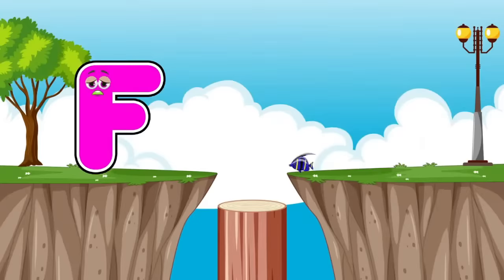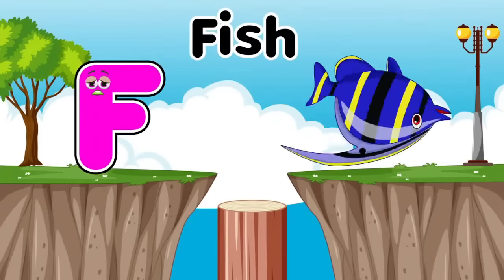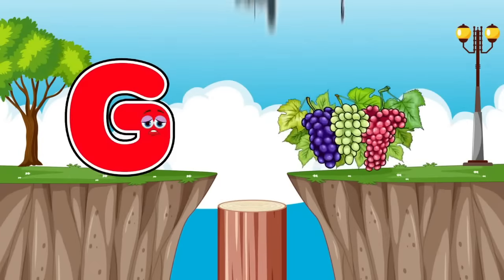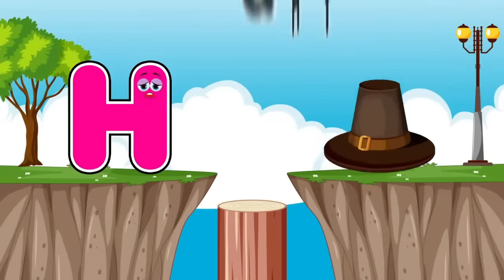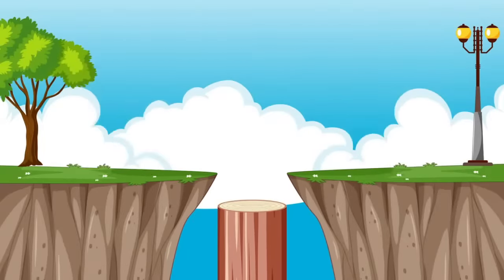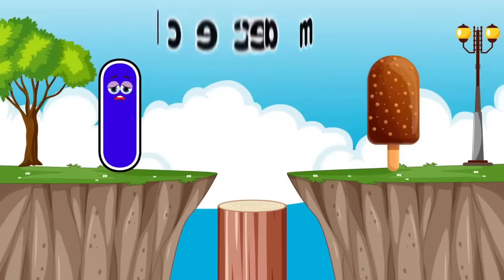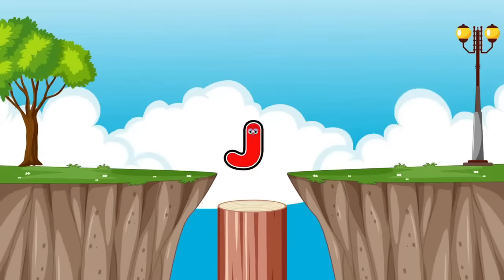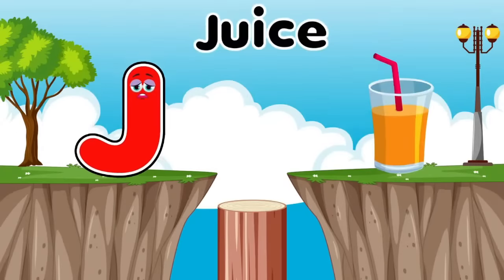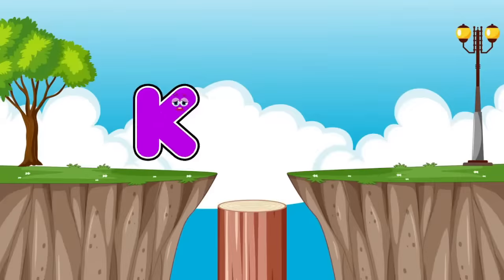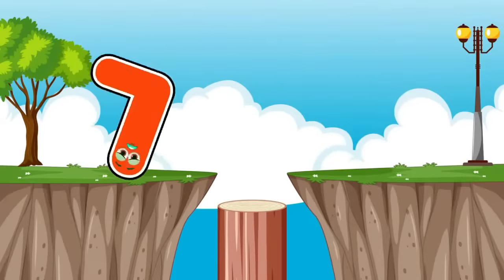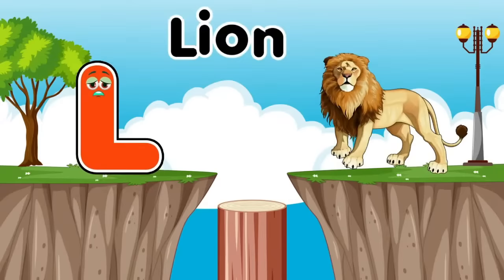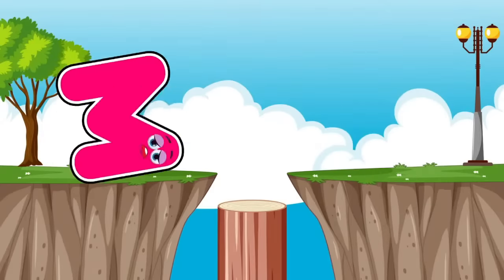F, fish. G, grapes. H, hat. I, ice cream. J, juice. K, kite. L, lion.